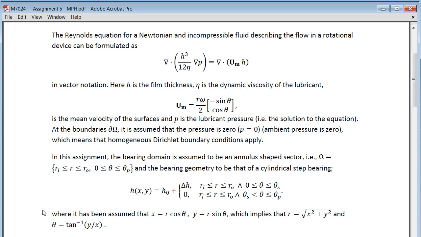Moreover, you will find an explicit expression for the bearing pad, which is a cylindrical segment exhibiting a step which creates the convergent gap required for pressure buildup. This step is located at the angle theta s, and the angular size of the bearing pad is theta p. The step height is delta h, and the trailing edge film thickness is h naught.